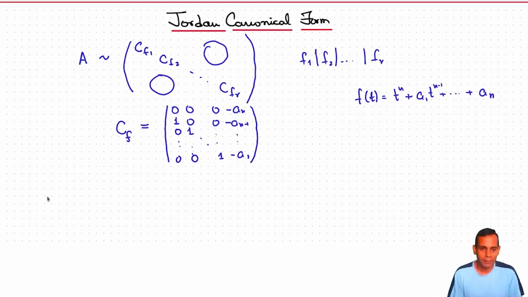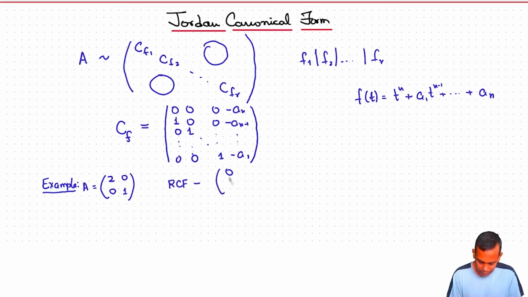Let's look at a very simple example of a matrix. Just take the matrix 2, 0, 0, 1. Its rational canonical form is the companion matrix of its characteristic polynomial, if you work it out. Its characteristic polynomial is t squared minus 3t plus 2. So it will be the matrix 0, 1, minus 2, 3. That's the rational canonical form of this matrix 2, 0, 0, 1.